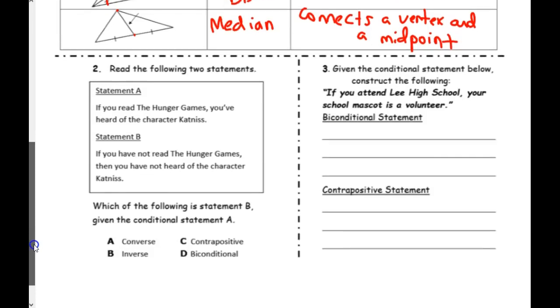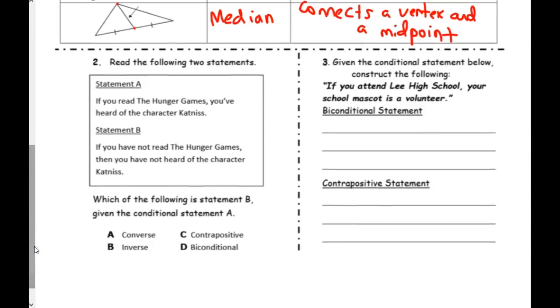Number 2. We have these two statements, and it says, which of the following is statement B, given the condition of statement A? So if you read the Hunger Games, then you've heard the character of Katniss. The second one says, if you have not read the Hunger Games. Same order with not. Okay? So the same order with not, if you remember, is inverse.